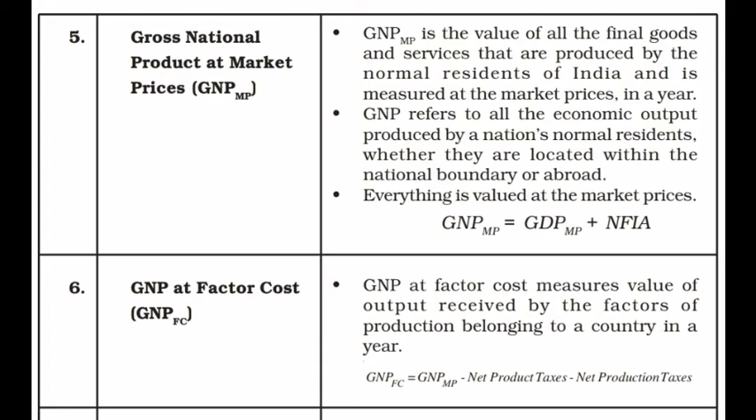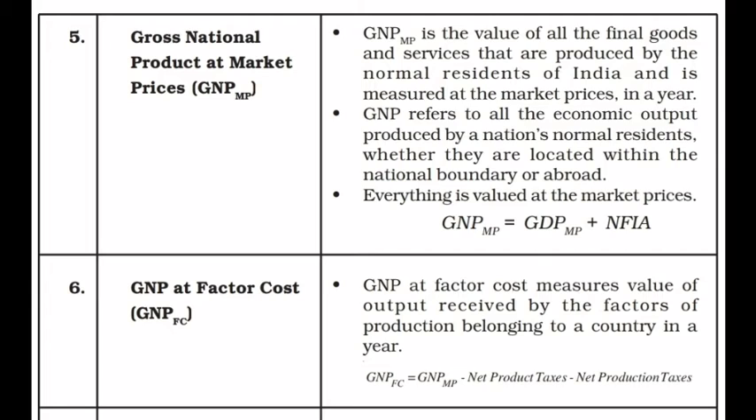GNP refers to all economic output produced by a nation's normal residents, whether they are located within the national boundary or abroad. So in GNP, net factor income from abroad is included. GNP is equal to GDP plus NFIA, that means net factor income from abroad. So in GNP, NFIA is included, but GDP excludes NFIA. So you will get GNP is equal to GDP plus NFIA.